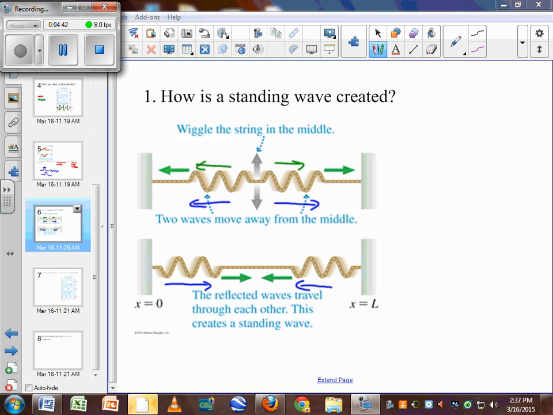What will happen is there'll be points of constructive interference and destructive interference forming nodes and antinodes. So what happens is, in order for a standing wave to be created, you have to have these reflected waves superimposed on top of each other, have constructive and destructive interference, and then the standing wave will occur.